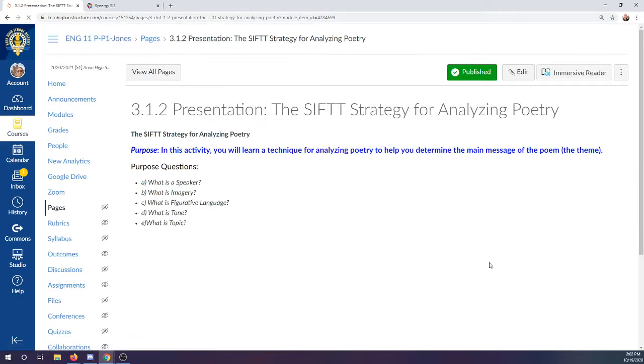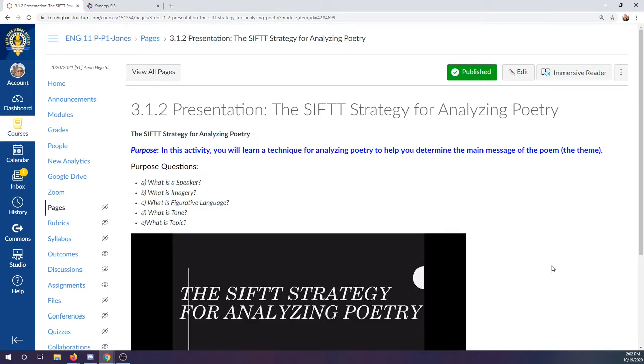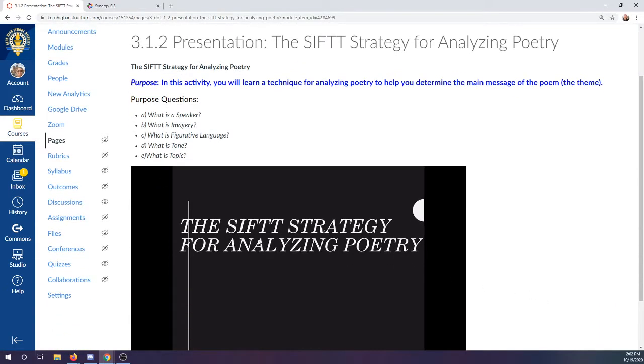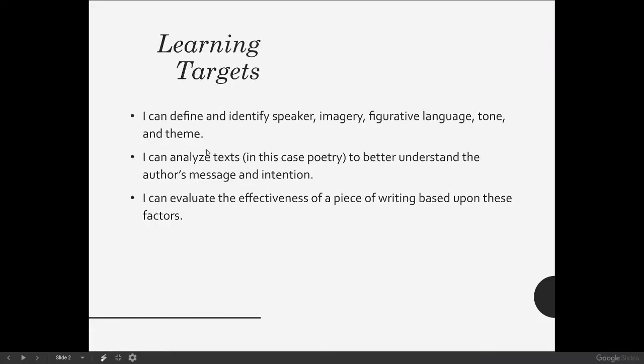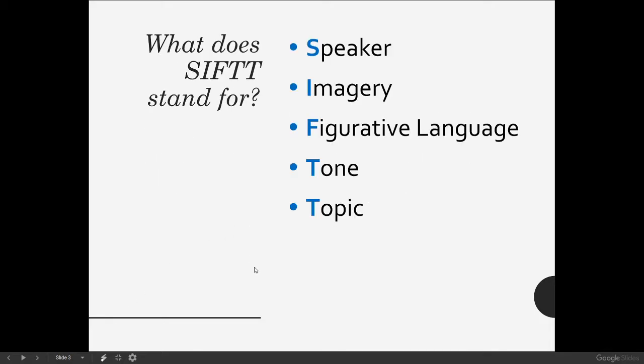Now, if you go to the next page, you'll see our next activity, which is a lesson. This lesson looks at the SIFTT strategy for analyzing poetry. So I'll go ahead and give you this lesson right now. Let me go ahead and expand this. When I'm talking about the strategy, we're looking at several important factors of a poem in order to make sense of its theme. SIFTT stands for the following 5 words: S for speaker, I for imagery, F for figurative language, T for tone, and T for topic.